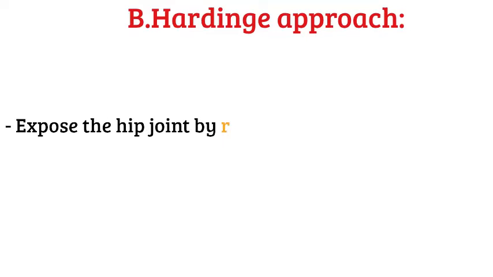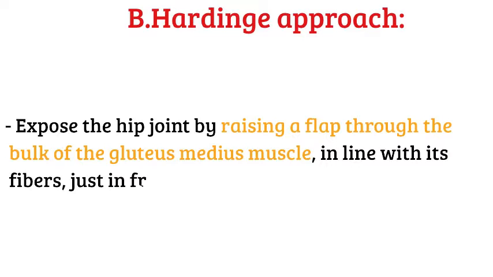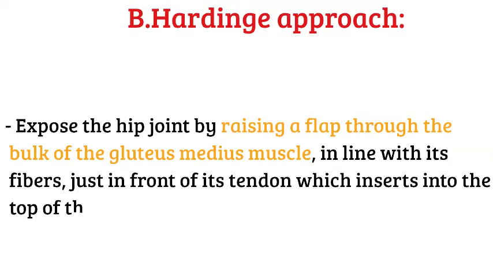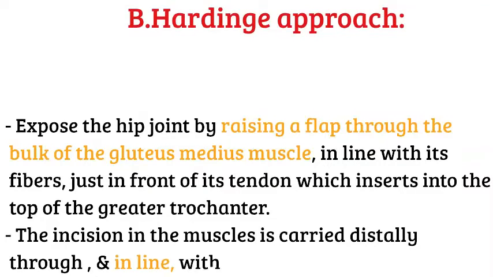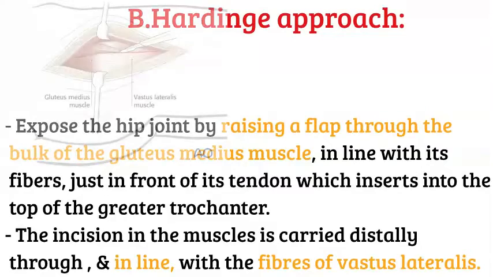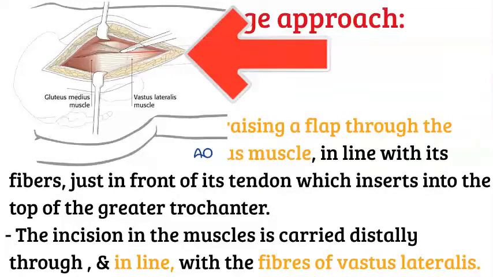B. Hardinge approach. Classically, this approach exposes the hip joint by raising a flap through the bulk of the gluteus medius muscle in line with its fibers, just in front of its tendon, which inserts into the top of the greater trochanter. The incision in the muscle is carried distally through and in line with the fibers of vastus lateralis. As illustrated, the incision is in line with the vastus lateralis muscle.